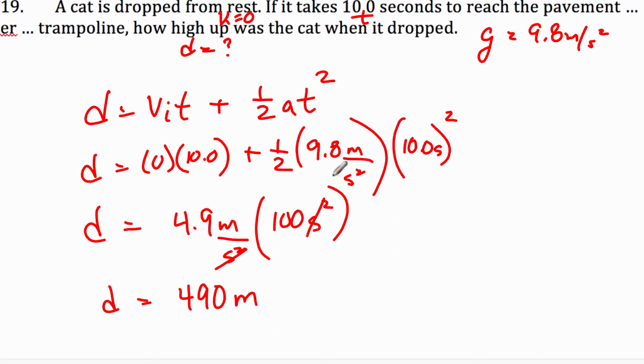Let's check sig figs. 2 from gravity, 3 from there. You got to convert this to 2. It's already at 2 because the 0 without a decimal doesn't count.